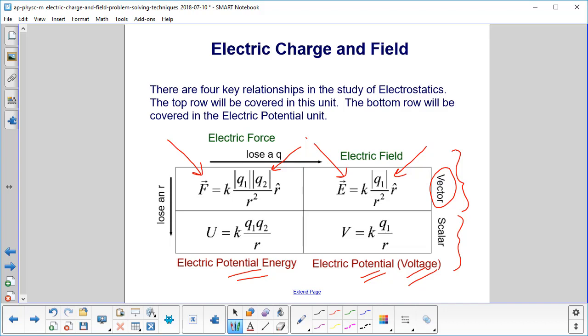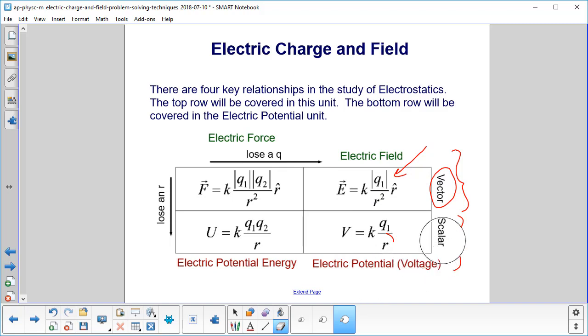So from force to potential energy, you can see how this is just R. The force was R squared. Electric field compared to electric potential, again, you lose an R. Okay, so maybe that's not the most elegant way of showing it, but it's a nice, somewhat easy way to keep electric force, electric field, electric potential energy, and electric potential or voltage clear in your head.